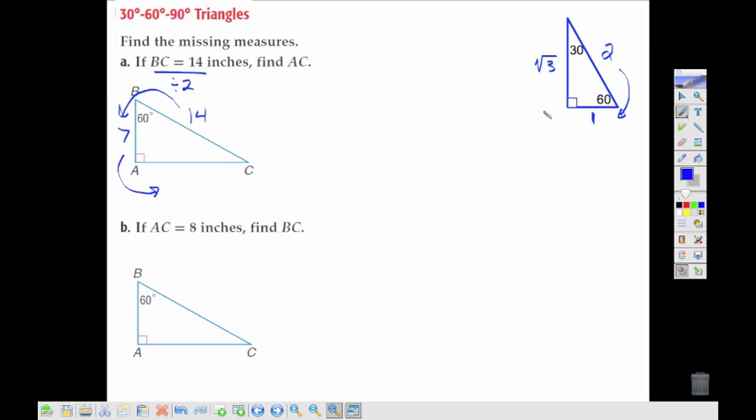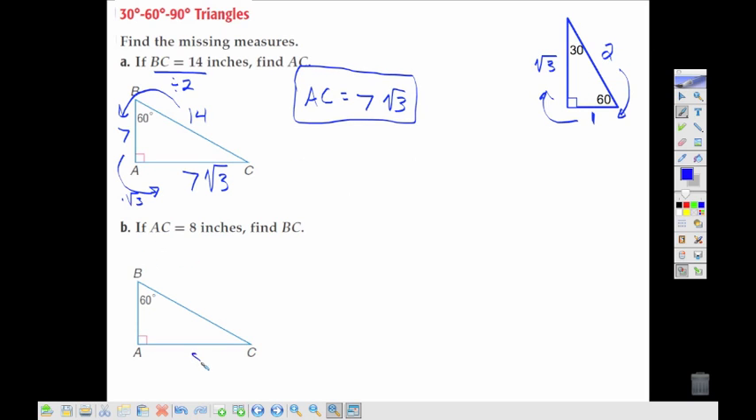If we want to find AC then, going in this direction, notice that's going from 1 to the square root of 3 here. And so that's going to give me whatever this number is times the square root of 3, which is 7 times the square root of 3 for AC. And so my AC is equal to 7 square root of 3.